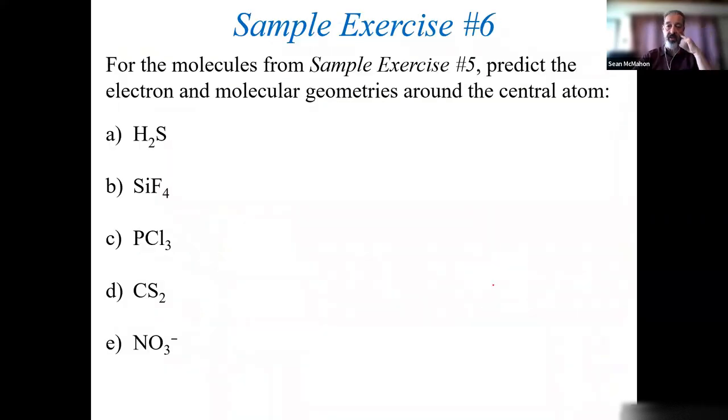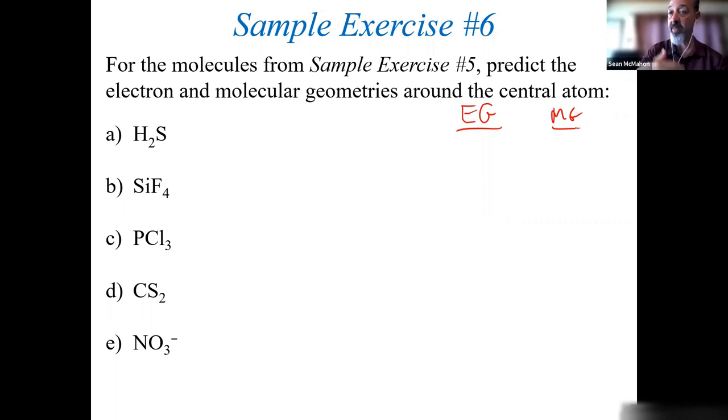So now what we want to do is predict all the exercises from the last lecture where we drew Lewis dot structures to predict their electron geometry and molecular geometry around the central atom. So my EG and my MG. We've already drawn this, so I'm going to go quickly because the key here is to identify the electron geometry and molecular geometry. This is what we had last time.